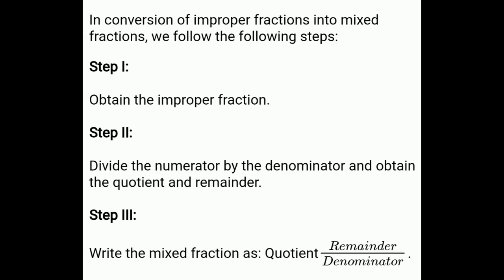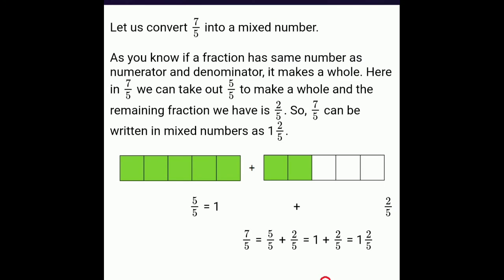In conversion of an improper fraction into a mixed fraction, we follow the following steps. Obtain the improper fraction, divide the numerator by the denominator and obtain the quotient and remainder. Then write the mixed fraction: you write the quotient first, then remainder by denominator. Let us convert 7 by 5 into a mixed number. As you know, if a fraction has the same number as numerator and denominator, it makes a whole. Here in 7 by 5 we can take out 5 by 5 to make a whole and the remaining fraction we have is 2 by 5. So 7 by 5 can be written as a mixed number as 1 whole 2 by 5.